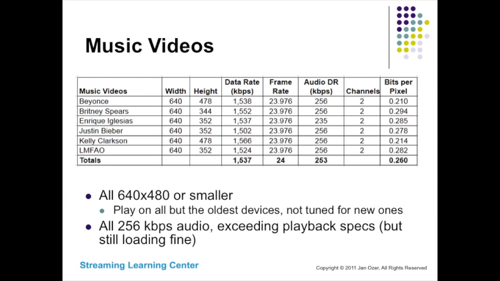So these are 6 music videos that I downloaded. All were close to 640 by 480 or smaller. The average data rate was 1.5 megabits per second. Frame rate, 23.976. All were filmed in the whole make it look like movies mode. And pretty much every one targeted 256 kilobits per second.